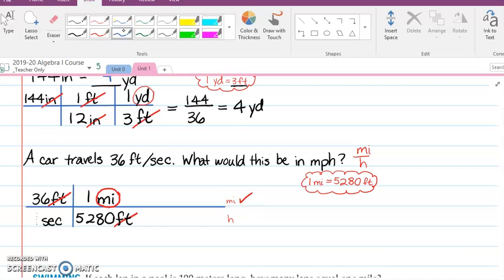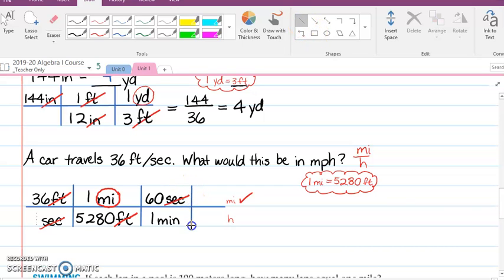But I still have miles per second and I want miles per hour. So we have to go a little bit further. I need to convert seconds to hours. Well, we just learned in the last problem that 60 seconds were in 1 minute. Seconds on the bottom cancel with seconds on the top. I now have minute, but that's not my goal. My goal is to get to hours.